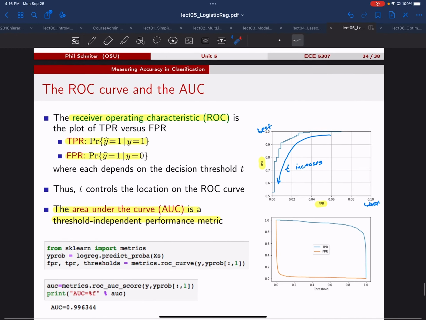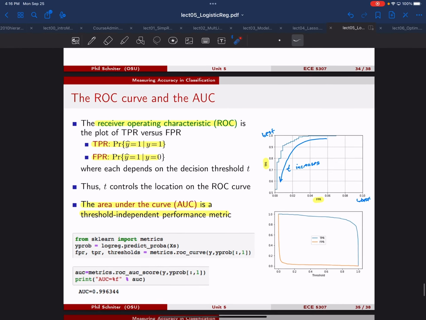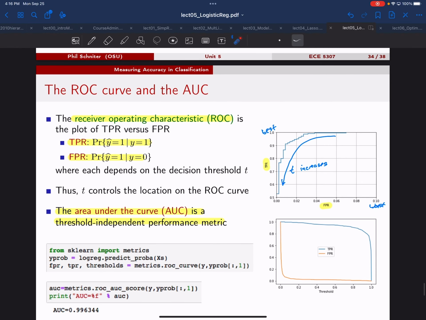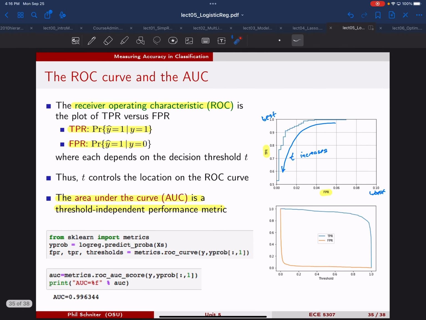And so this is a very popular way of measuring performance, different from accuracy, that's trying to get a different balance, yet is still threshold independent. It's probably the most popular one that I've seen. Okay, and then we talked about how to do that in sklearn. Okay, so any questions on any of those concepts?